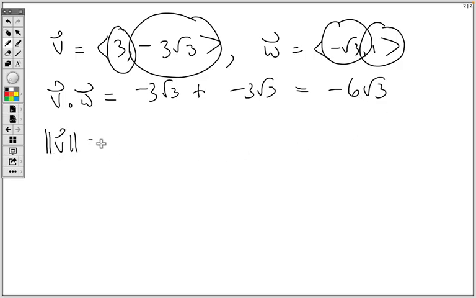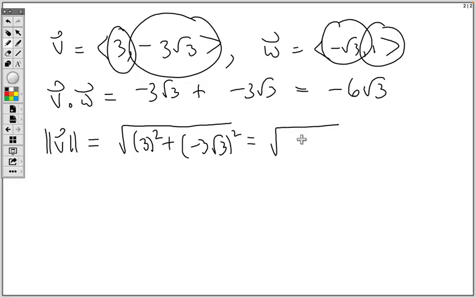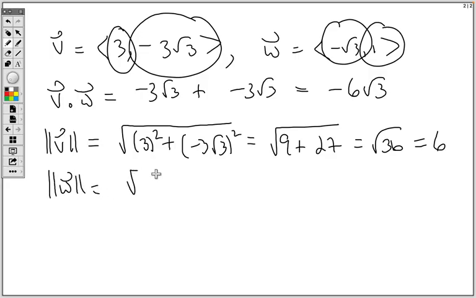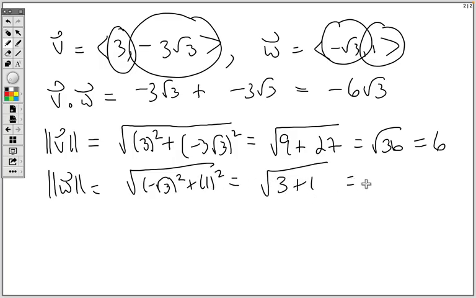To get the magnitude of v, I square the components, add them up, and take the square root. So 3 squared plus negative 3 square root 3 squared. 3 squared is 9. Squaring negative 3 square root of 3, the square root of 3 squared is 3, so that's 9 times 3, which is 27. So that's 9 plus 27, which gives us the square root of 36, which is 6. The magnitude of w is the square root of negative square root 3 squared plus 1 squared. This is the square root of 4, which is 2.